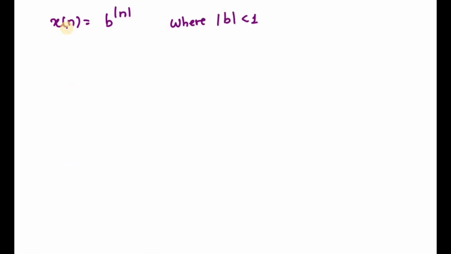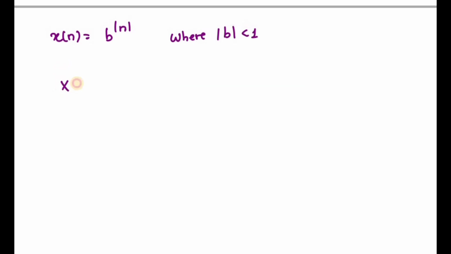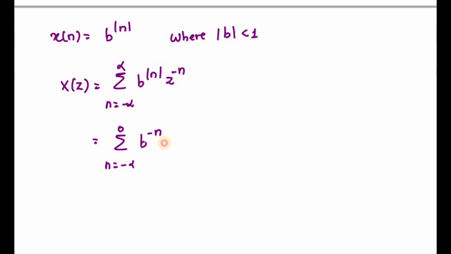So the next problem is x of n is equal to b power modulus of n. So I can write x of z is equal to summation n is equal to minus infinity to infinity b power modulus n z power minus n. So n is equal to minus infinity to 0, right? This becomes minus n, right? Minus n, and from n is equal to 0 to infinity, this has to be positive, right?